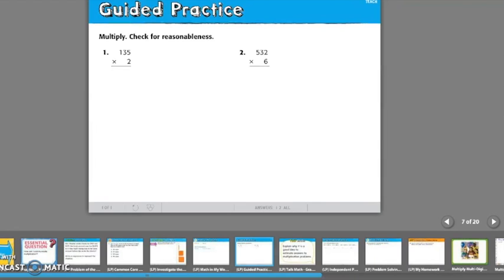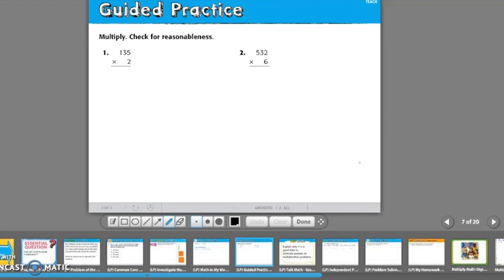Now, in the guided practice, I'm going to explain number 1 to you, and I want you to do number 2 on your own. So I'm going to multiply and check for reasonableness. So here I have 2 times 5. I know that's 10, so I'm going to put a 0 in my ones place. And I bring the 1 to the tens place because I have to regroup. Then I have 2 times 3, or 3 tens really, is 6 tens, 7 tens when I add that extra 1 that I'd already regrouped. Then I have 2 times 100, which gives me 2 in the hundreds place.